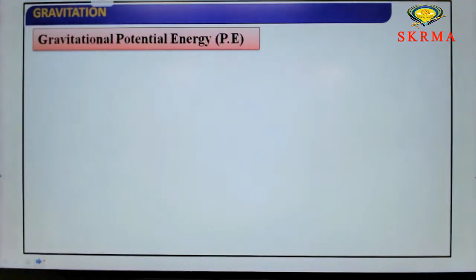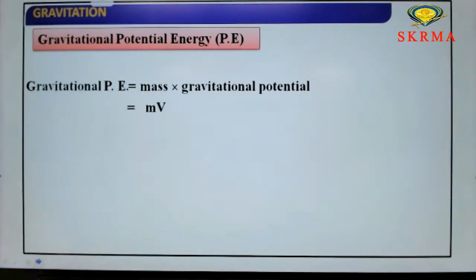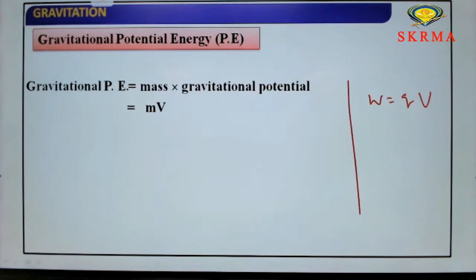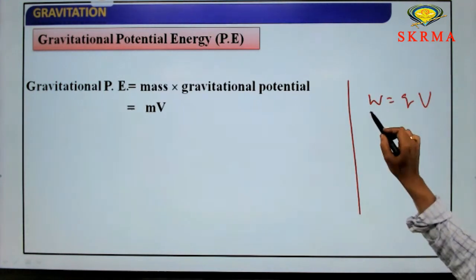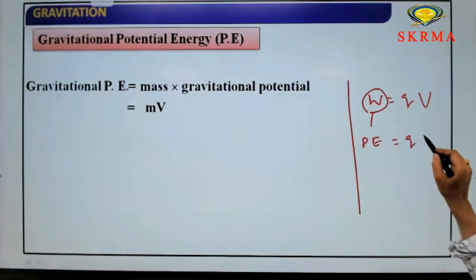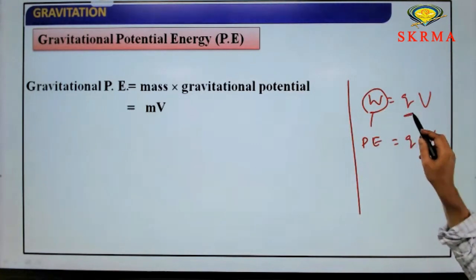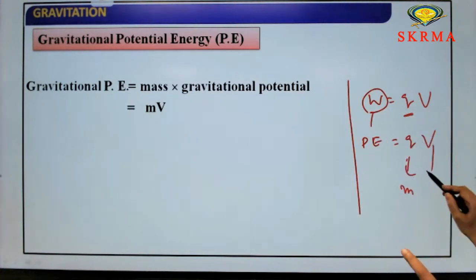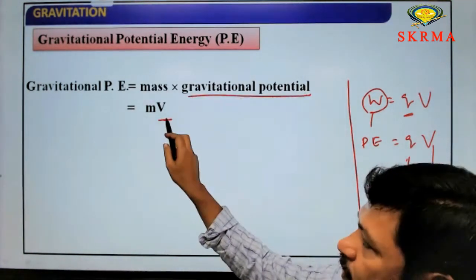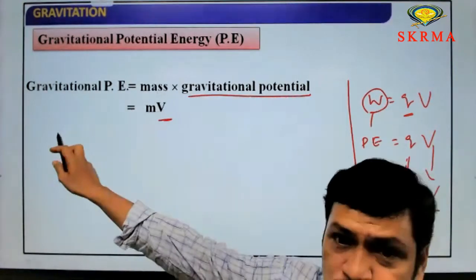And what is the gravitational potential energy? We define the potential energy as mass into gravitational potential, m into V. In electrostatics, you observe a similar equation: the work done is equal to Q into V, and the potential energy is QV. Instead of Q, here we write mass. The potential is represented with V here also. This product gives us the gravitational potential energy.